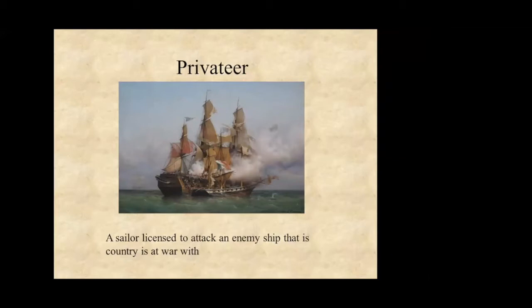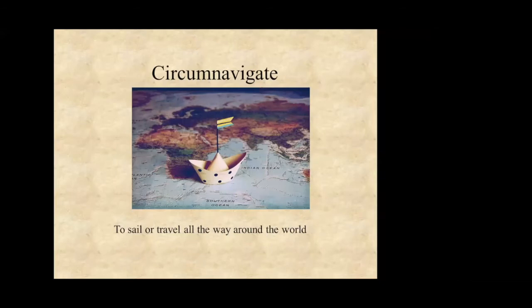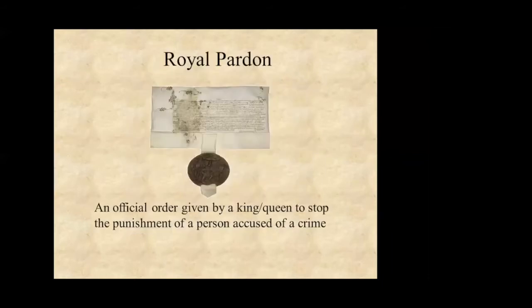A pirate was a person who robbed ships for their own profit. A royal pardon. A royal pardon was an official order given by a king or queen to stop the punishment of a person accused of a crime. All right, so let's discuss whether or not those reasons actually were why Crown Colony government was needed.